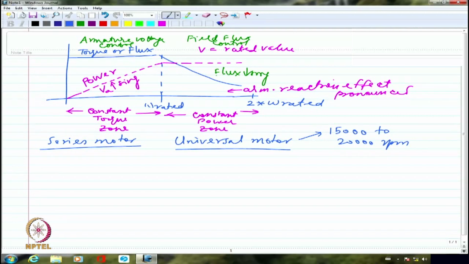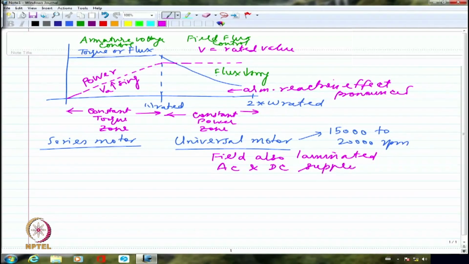But the major difference between a normal DC motor and a universal motor is that the field is going to be laminated in the case of a universal motor. So we will have the field also laminated because you are applying AC. So this can work on AC and DC supply. They can work on both.